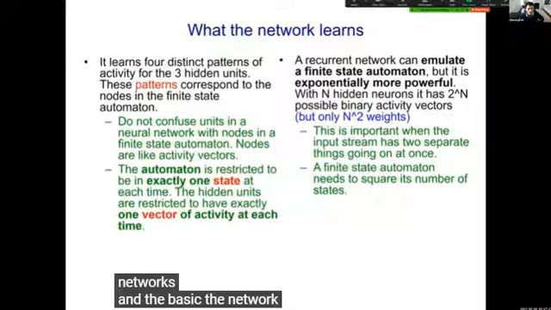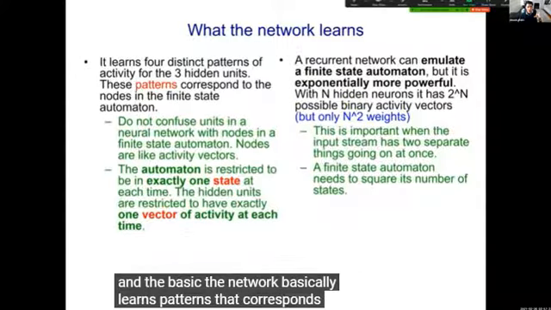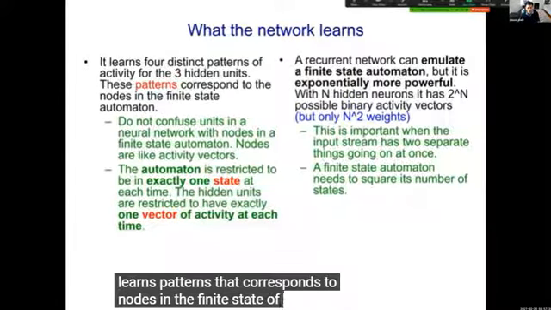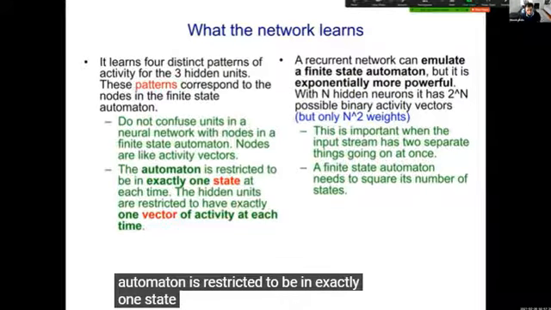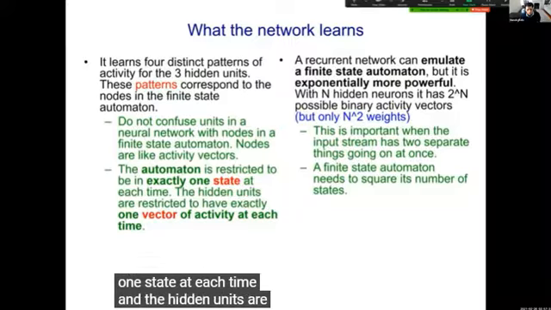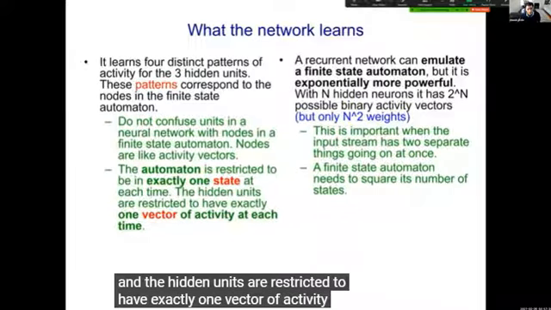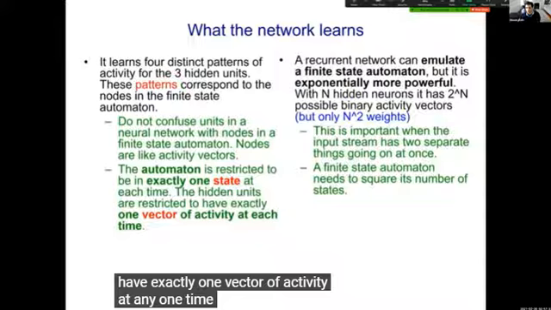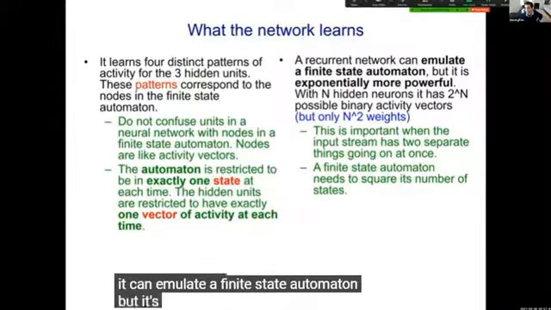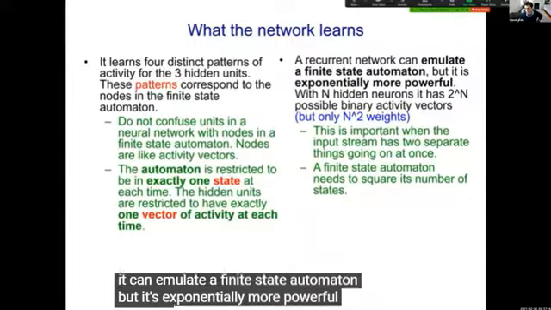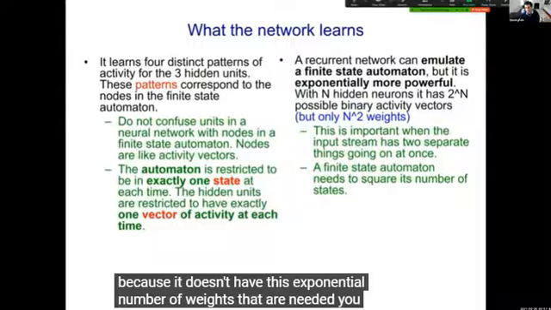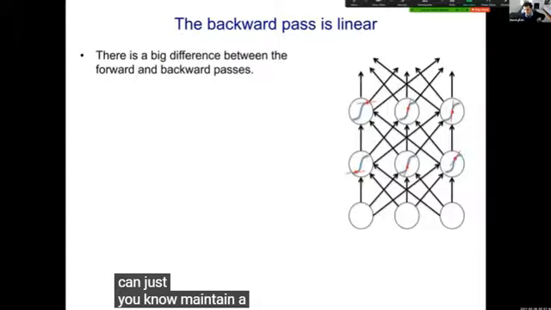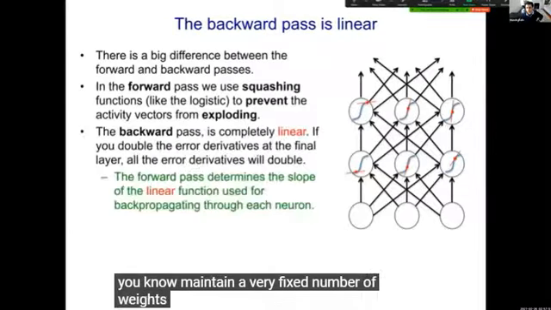The network basically learns patterns that correspond to nodes in the finite state automaton. This automaton is restricted to be in exactly one state at each time, and the hidden units are restricted to have exactly one vector of activity at any one time. A recurrent network can emulate a finite state automaton, but it's exponentially more powerful because it doesn't need an exponential number of weights. You can just maintain a fixed number of weights.